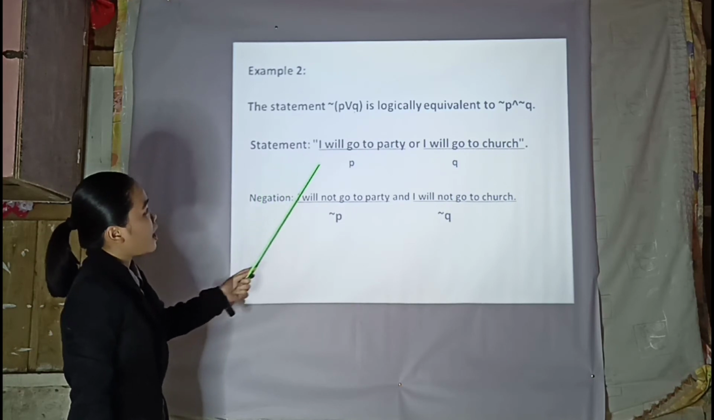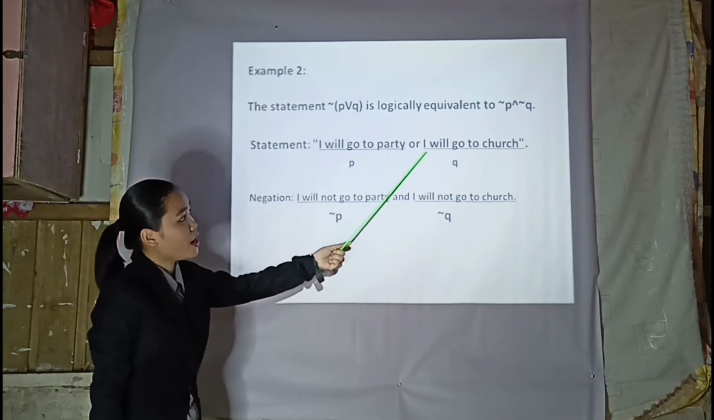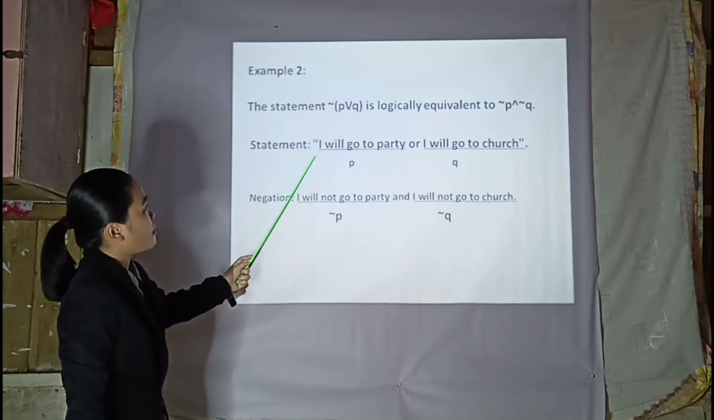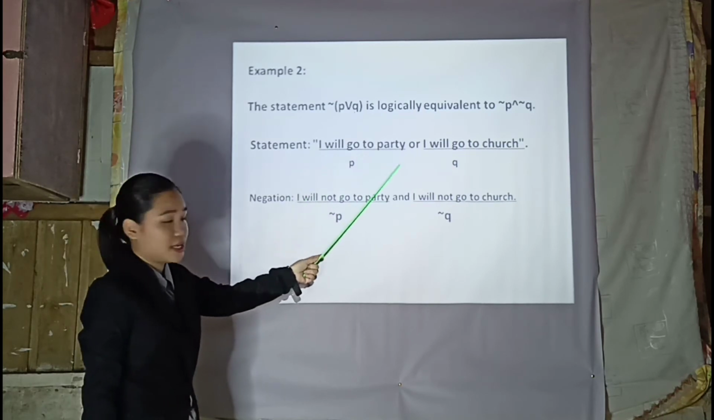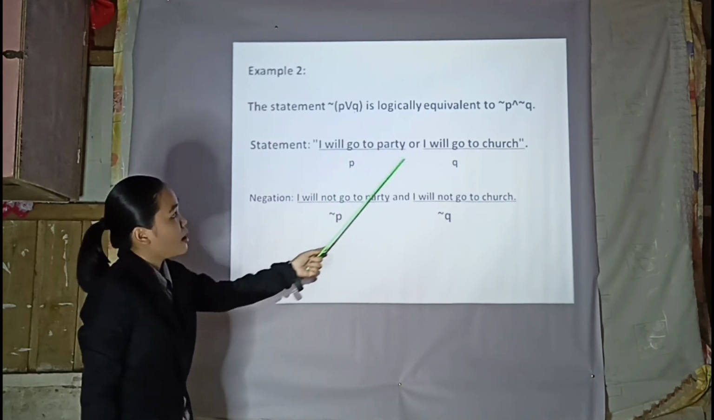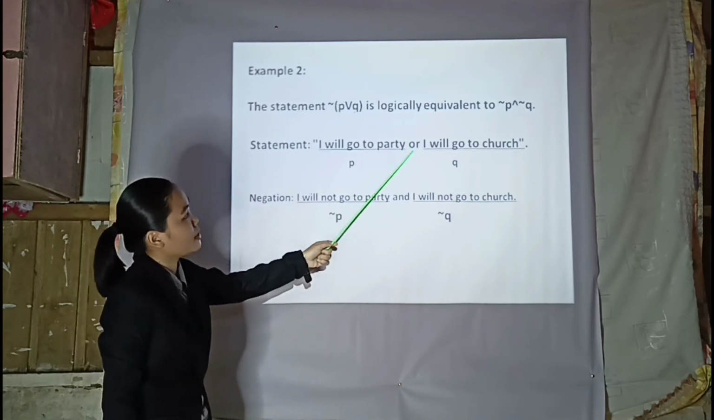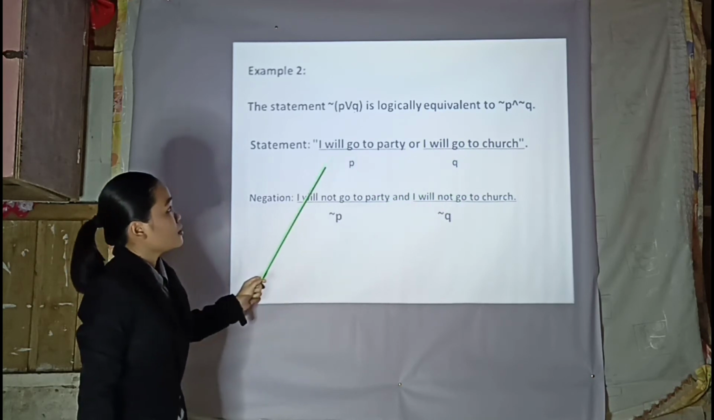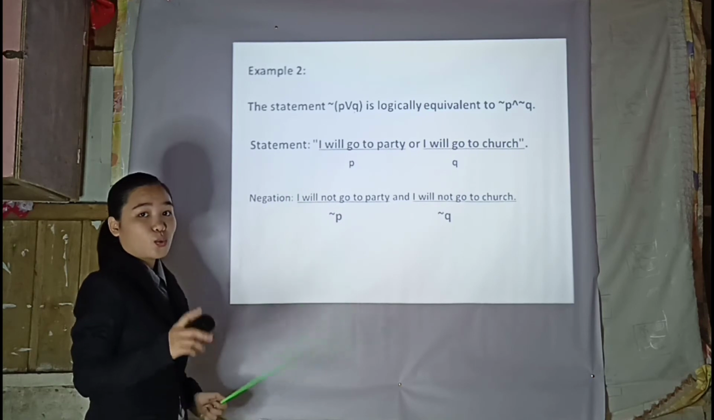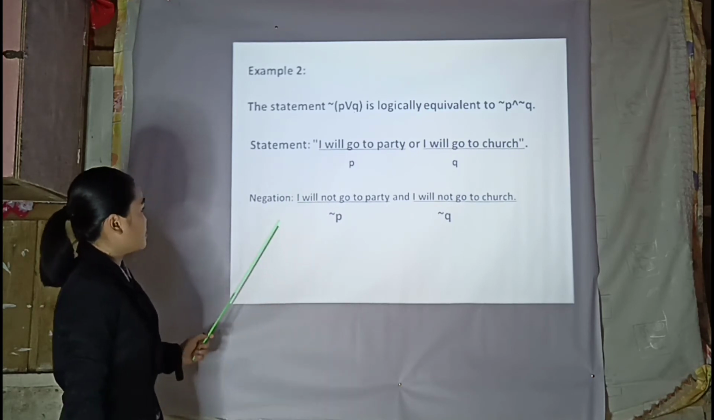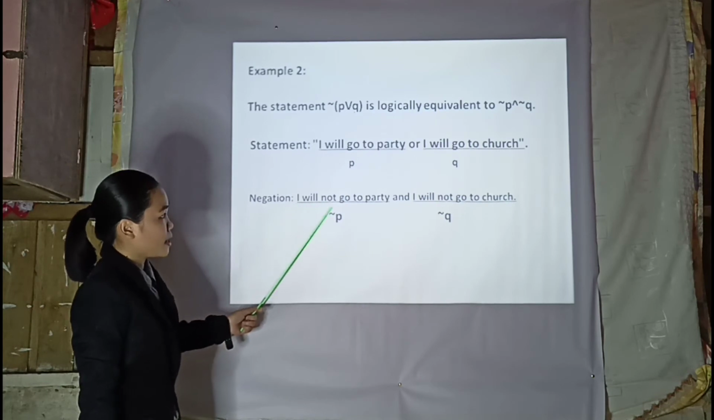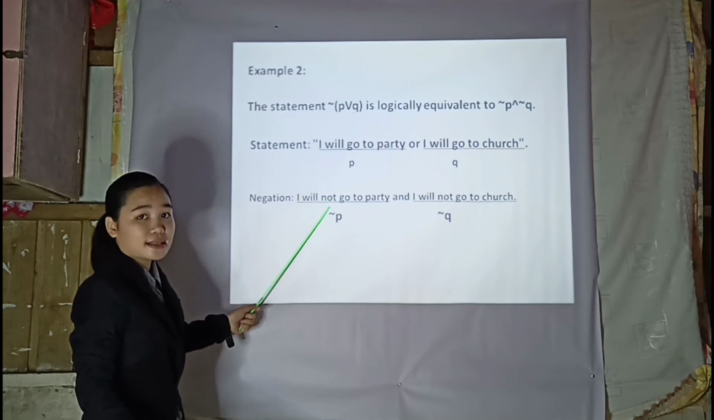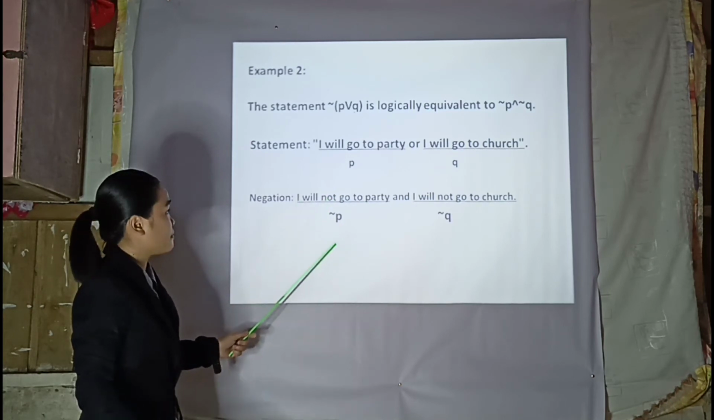So the statement, I will go to party or I will go to church. Our first statement here is I will go to party. Let that be P. Our connective here is or. And the second statement, I will go to church. Since our statement is positive, we will negate it to make negative. So the negation is, I will not go to party for not P. We will add not in order to make the statement negative.